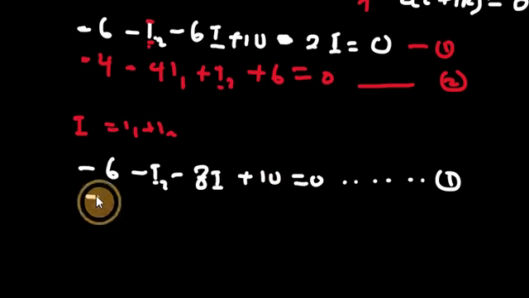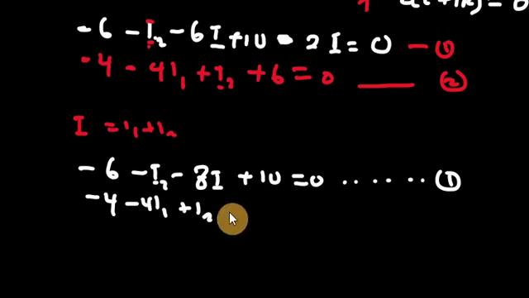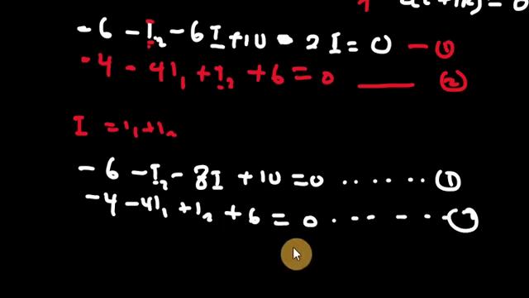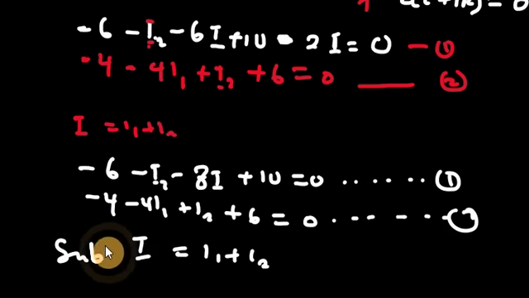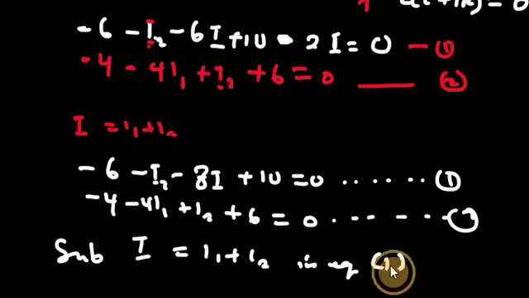So this is minus 4I1 plus I2 plus 6 equals what? 0. Equation 2. So if we substitute I equals I1 plus I2 in equation 1, what are we having?